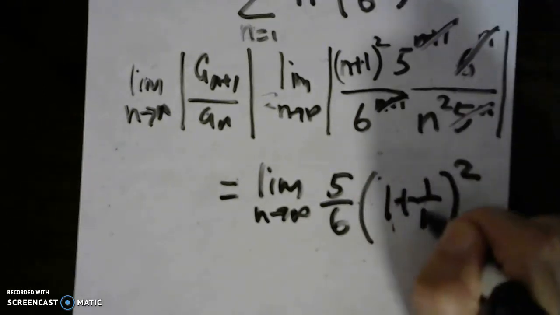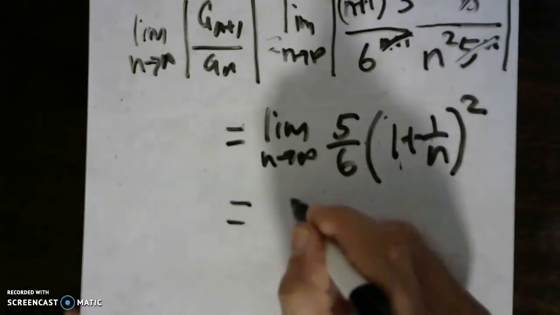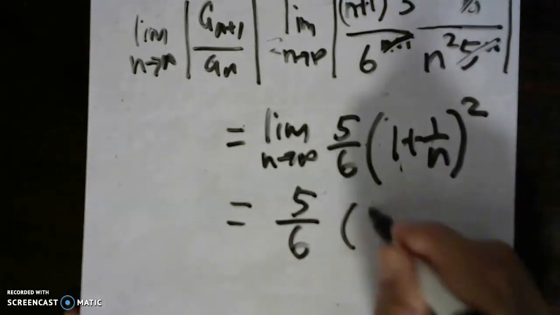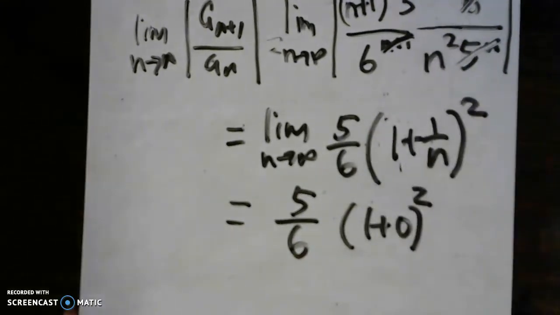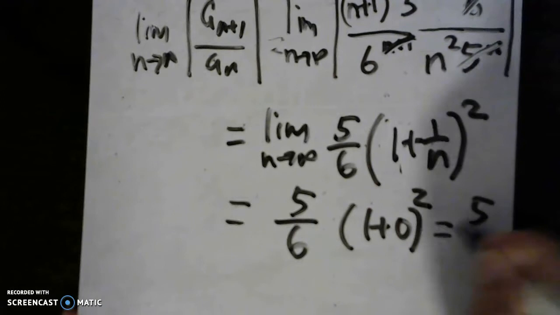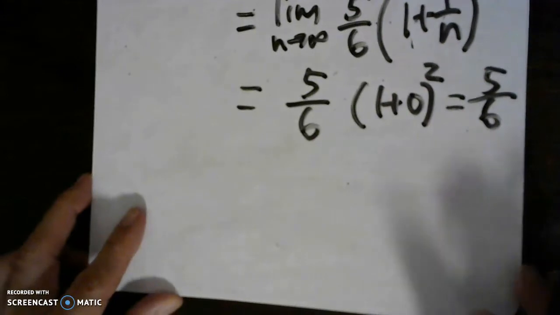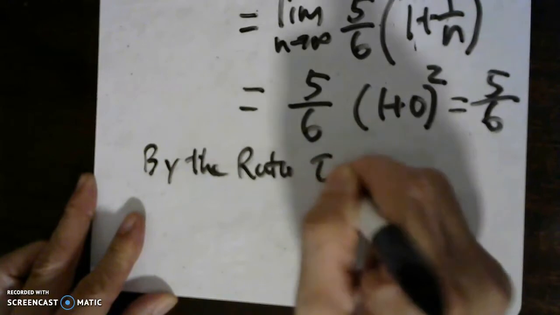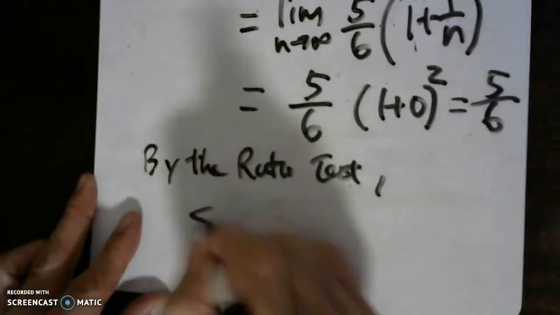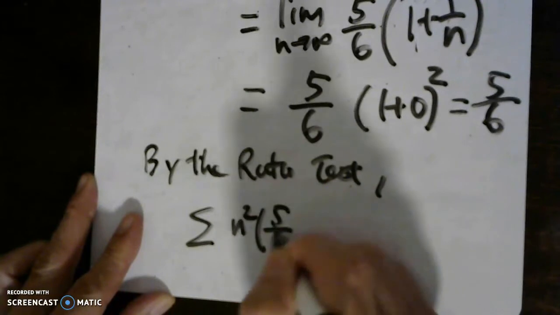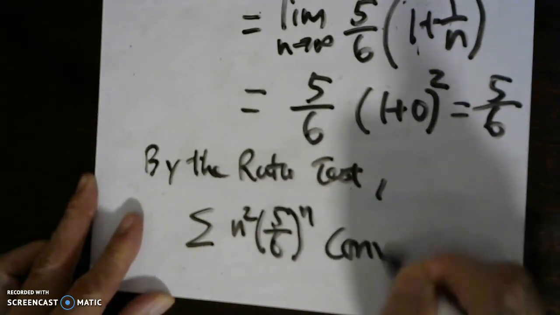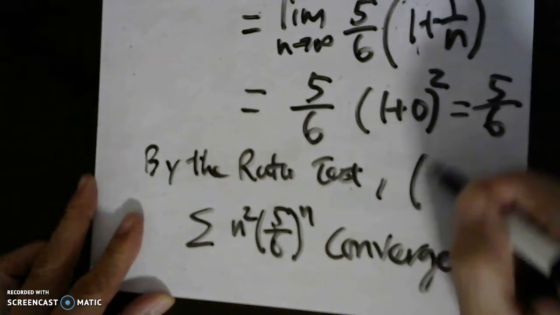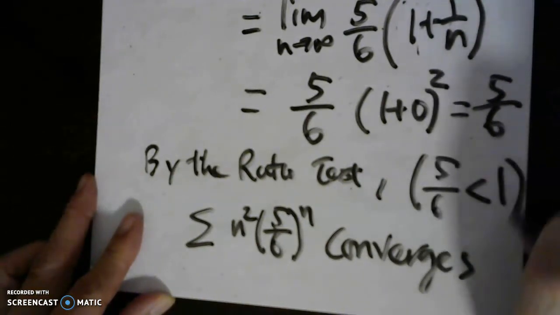1 plus 1 over n. And so in the limit, as n becomes bigger and bigger, this is just 5/6 times (1 plus 0) squared. And that's 5/6. And 5/6 is less than 1, isn't it? 5/6 is less than 1. So by the ratio test, our series, n squared times (5/6)^n, converges. Why? Because 5/6 is a number less than 1.